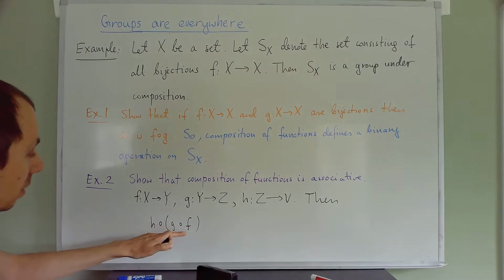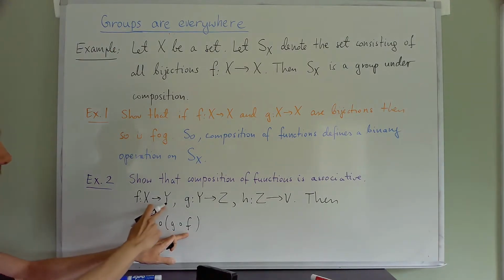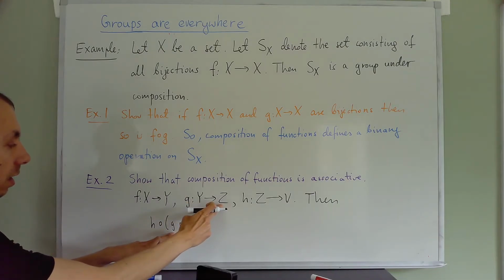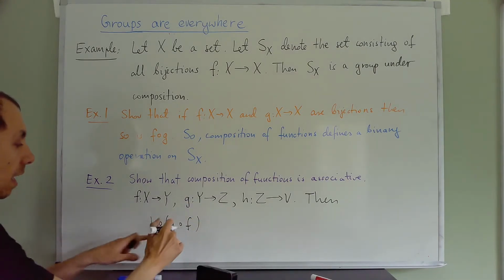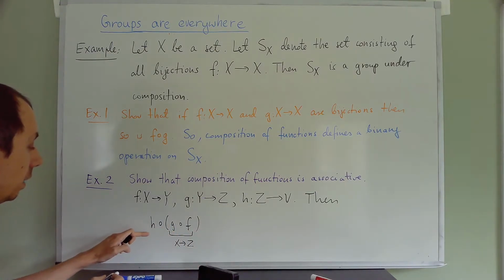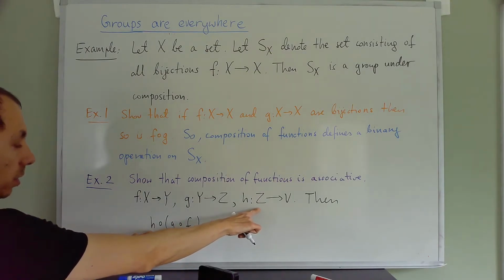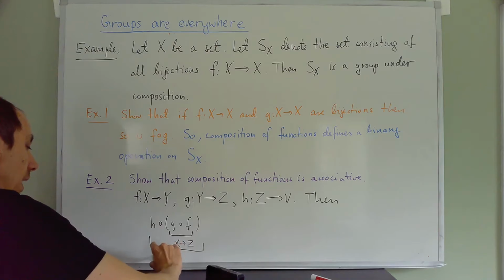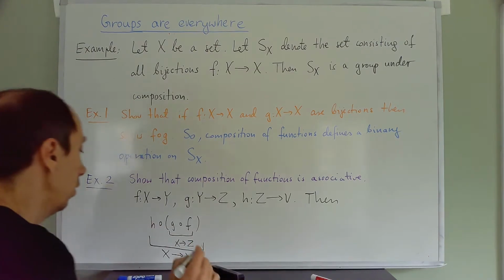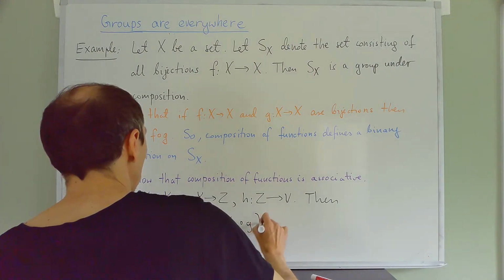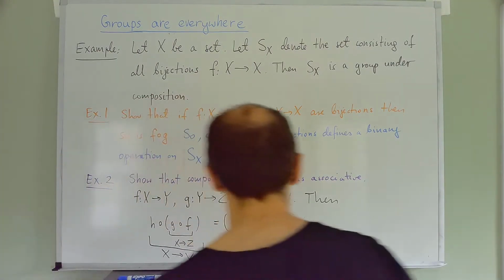Let's see that this makes sense. F takes elements from X to Y. So now G makes sense, takes elements from Y to Z. So G composed with F is a function from X to Z. And then H takes elements of Z and maps them to V. So this whole thing here is a function from X to V. And I claim that this is the same thing as H composed with G composed with F.